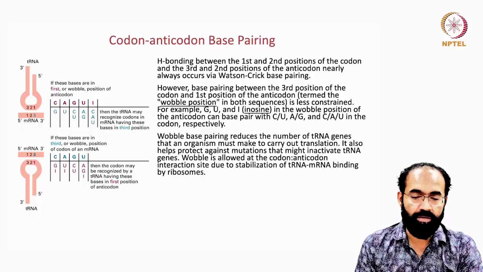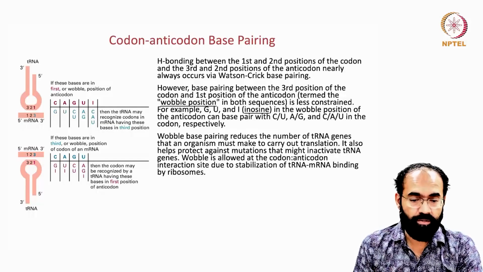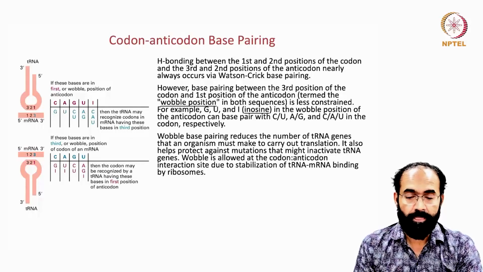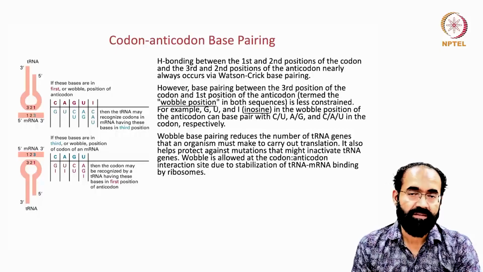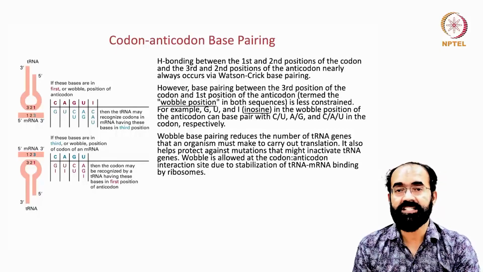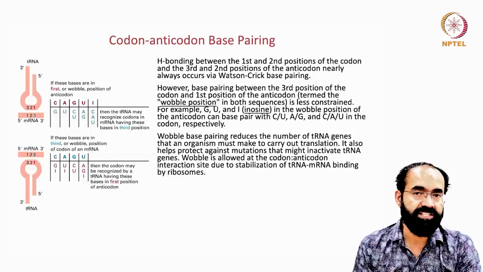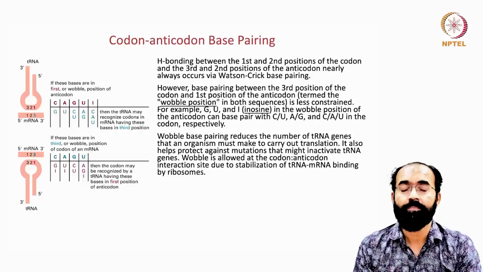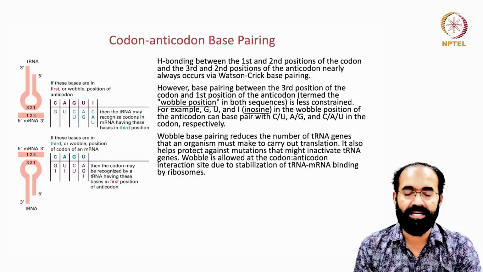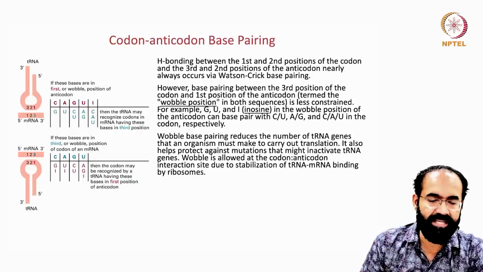Wobble is allowed at the codon-anticodon interaction site due to stabilization of tRNA-mRNA binding by ribosomes. So we should understand that the specificity is maintained, but the stringency at the wobble position is moderately low compared to the first and second base in the codon. So that allows the flexibility, as you can see here.